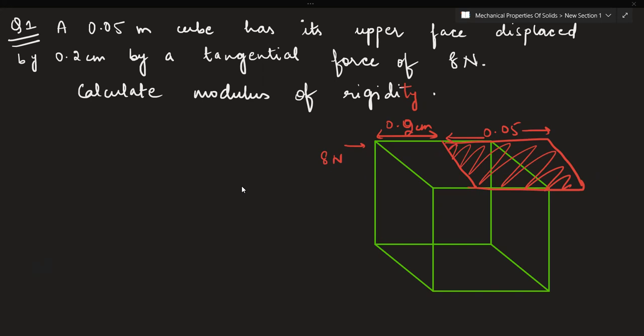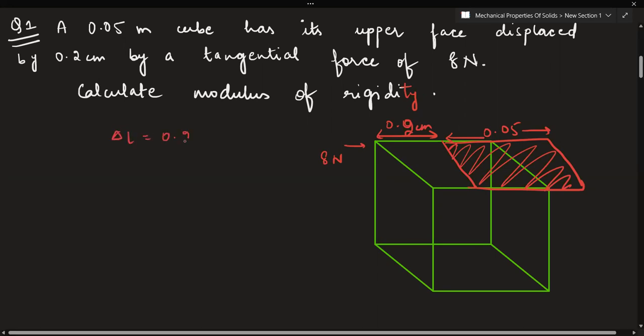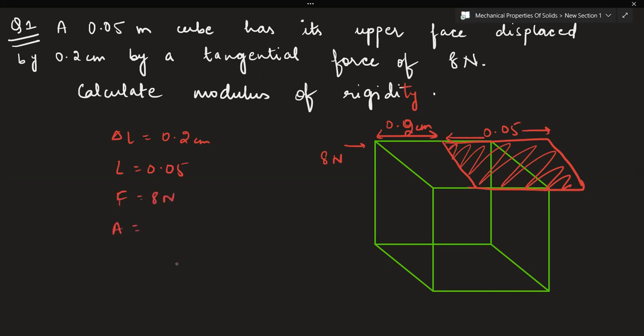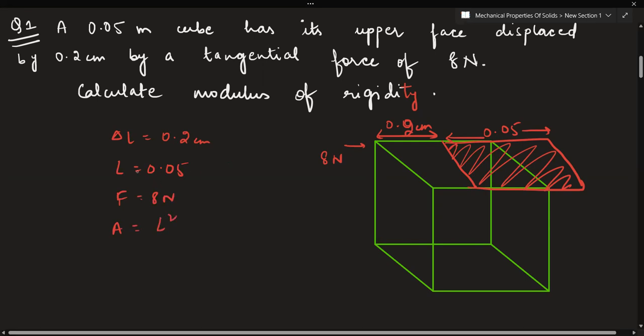80,000 Pascal? Yes, correct. It's 80,000 Pascals. Eta, because your delta L is 0.2 centimeters and length you have taken as 0.05. F is 8 Newton. And what is the area you have taken? L into L, means square of this only. Yes, that's correct. It's 80,000 pascals.